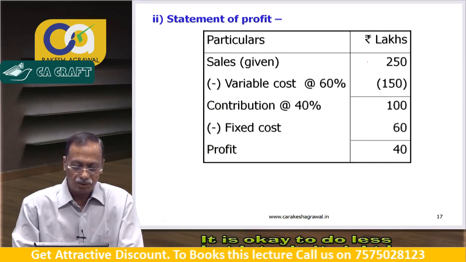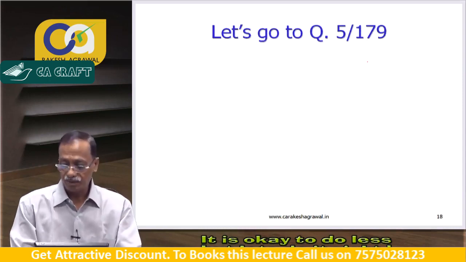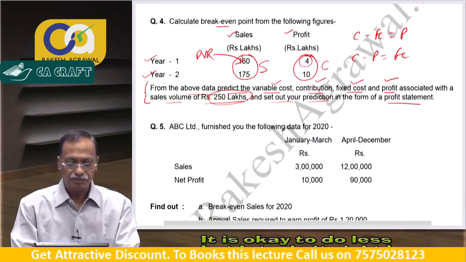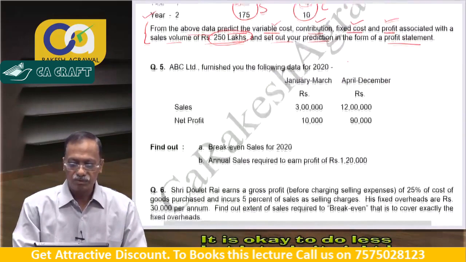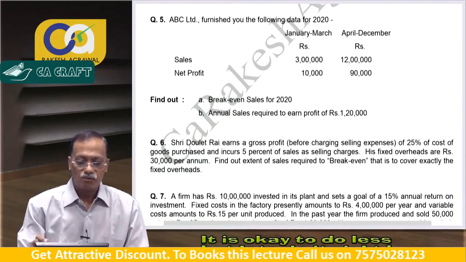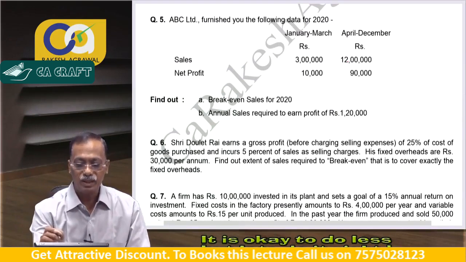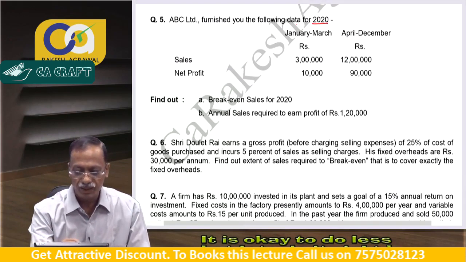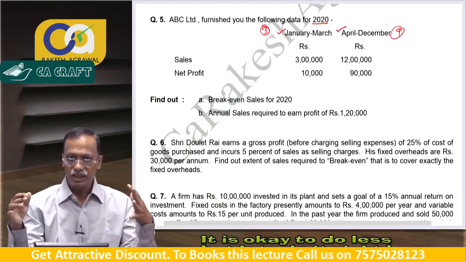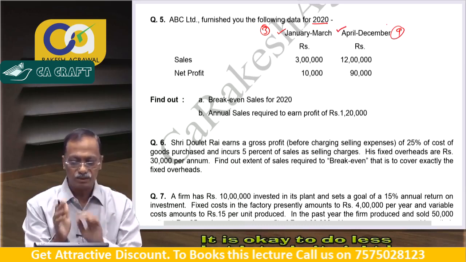Assuming you have finished this, we go to question number 5 on page number 179. Check question number 5. ABC Limited furnished you the following data for the year 2020. But data is given to you as January to March, that is 3 months, and April to December, that is 9 months. So the yearly data is broken down into 3 months and 9 months.